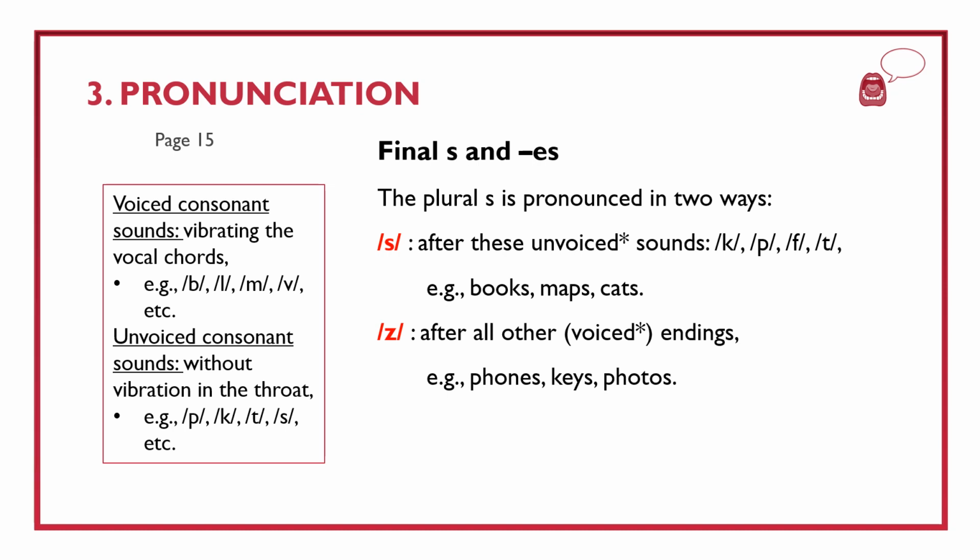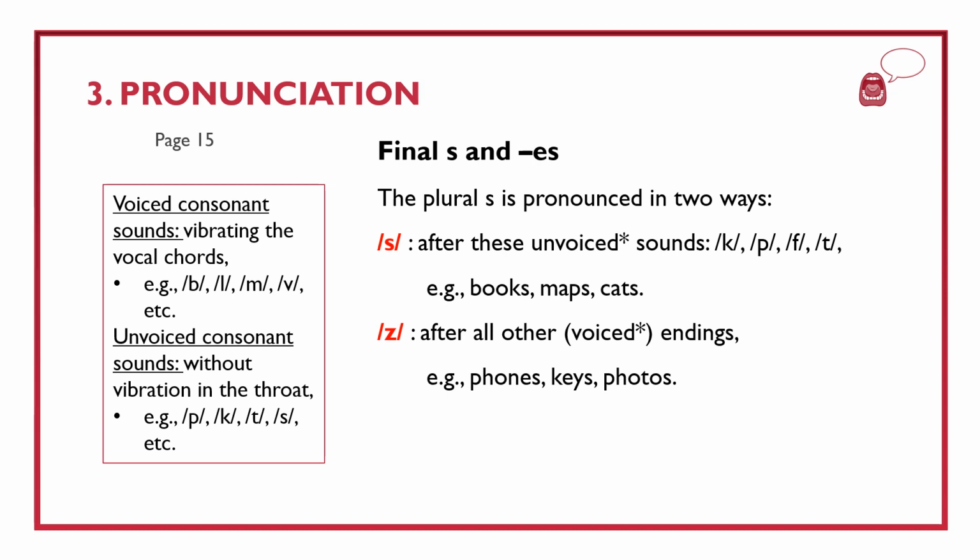The S sound happens after these unvoiced sounds. So what are unvoiced sounds? Unvoiced sounds are sounds that produce no vibration in your throat when you pronounce them. Consonants like k, p, f, t. When you pronounce these sounds, you have no vibration in your throat. If you want to test it, you can put your hand on your throat and see how it is. Then pronounce k, t, p. You see, there's no vibration. You can feel no vibration in your hand. So after these unvoiced sounds, the s sound is produced. For example, books, maps, cats.